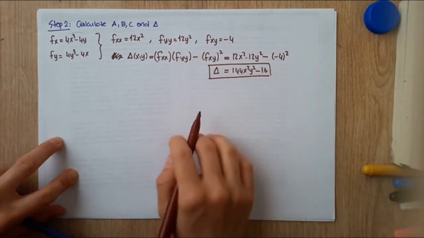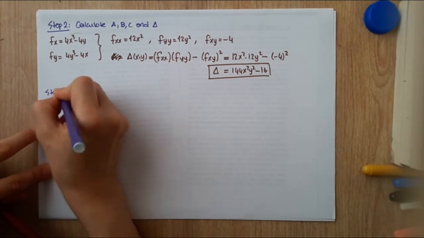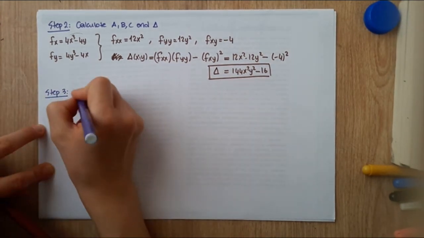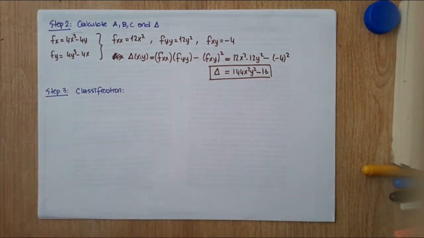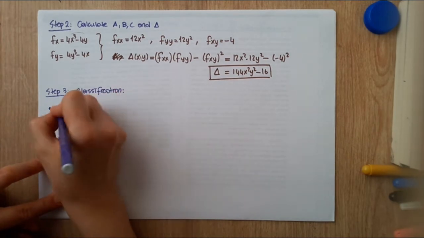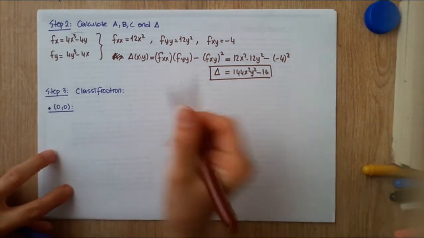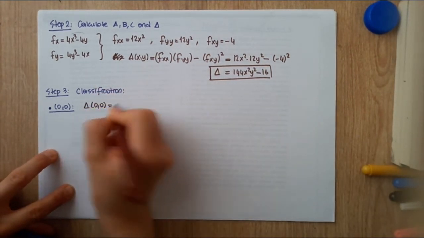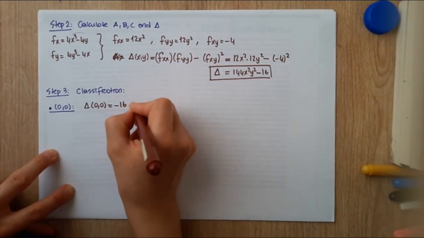Okay. It's time to use the test to decide the type of the critical points classification. First of all, to classify the critical points, I will start with the first critical point, which is 0, 0. I will substitute 0, 0 here. Delta 0, 0 is, if you substitute 0, 0 here, you will have minus 16, right? And which is less than 0.